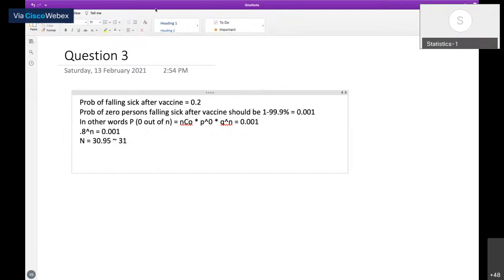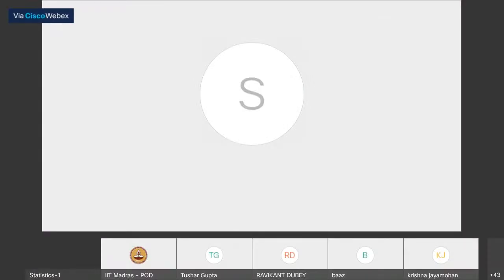So again, we'll see the solution. Step one: we know the probability of getting fever, that is the probability of falling sick after taking a vaccine, is given as 1 by 5, because 1 out of 5 persons will be getting fever after taking a vaccine.